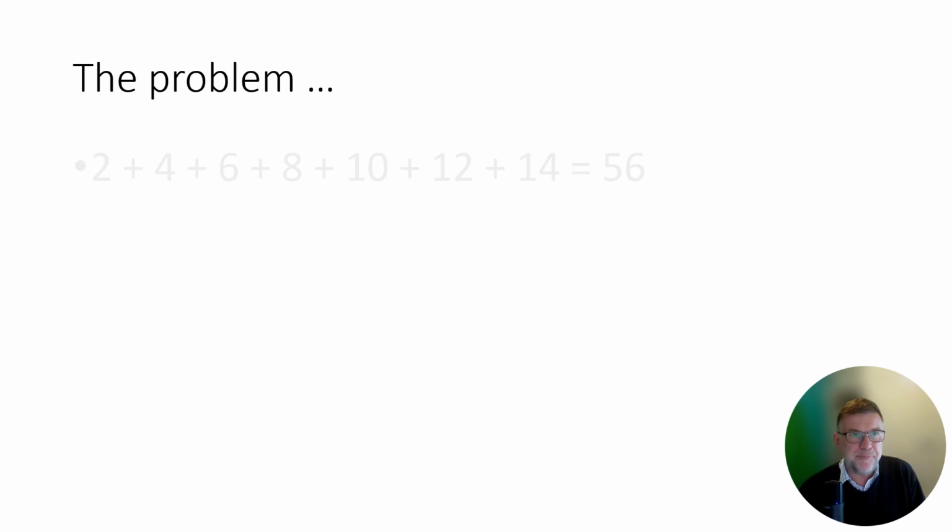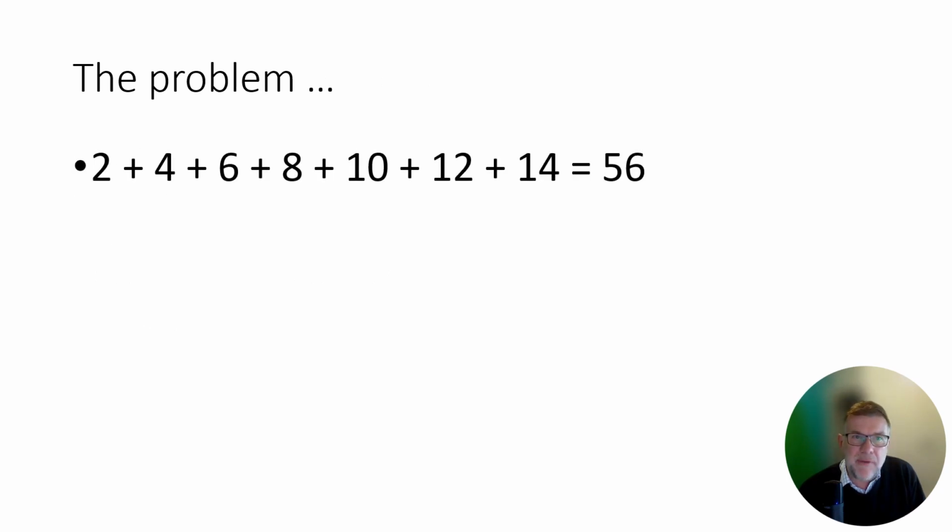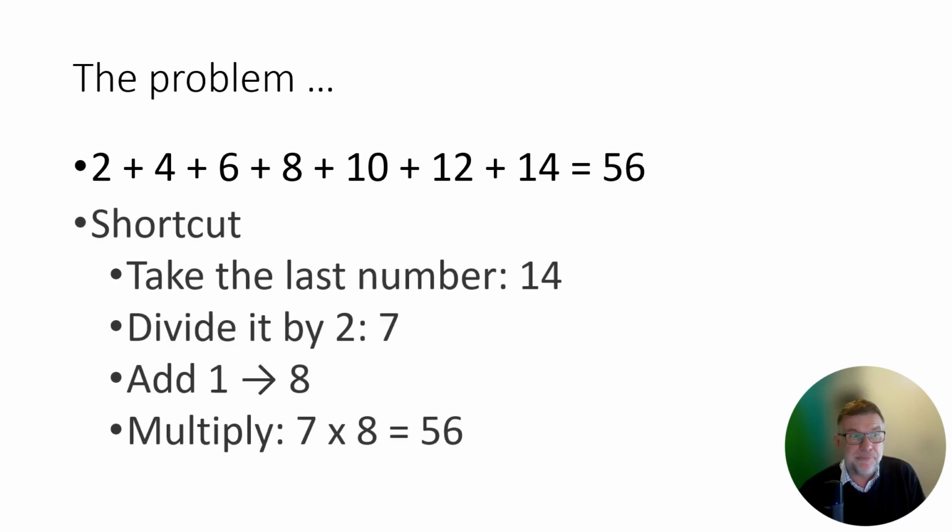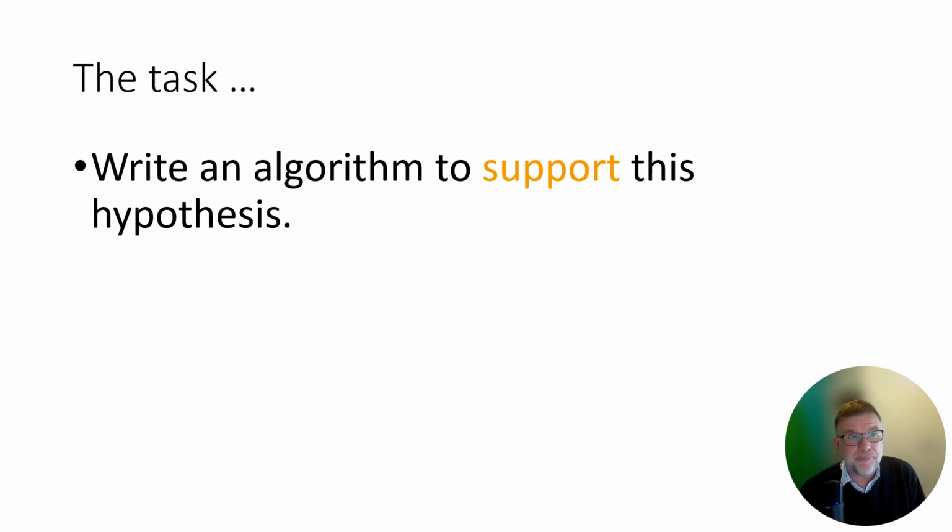Here's the problem. You can add up a sequence of even numbers, but the more you have, the longer it takes. There's a shortcut. Take the last number, divide it by 2, add 1, and then multiply those two together. Our task is to write an algorithm to support this hypothesis.